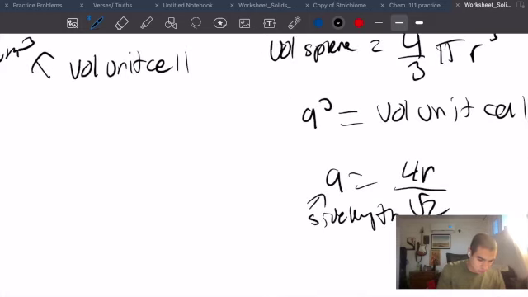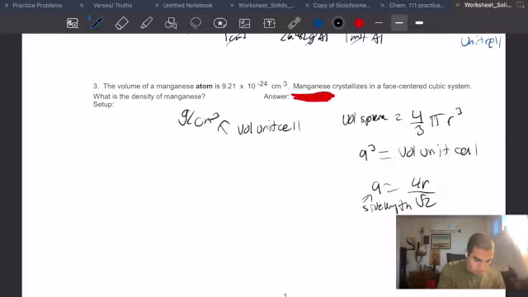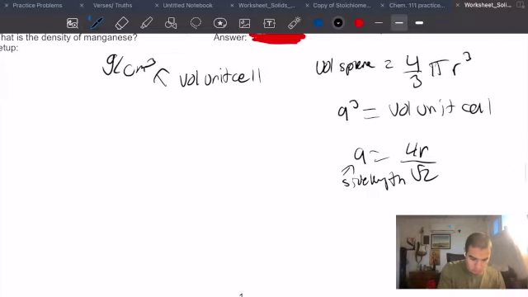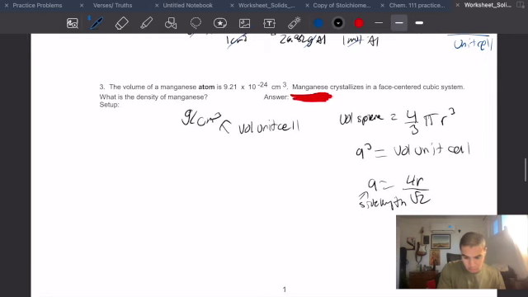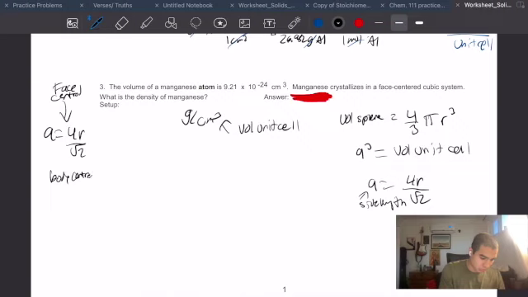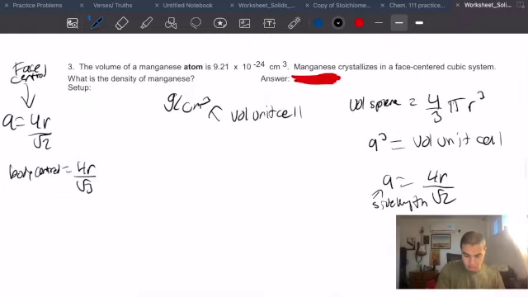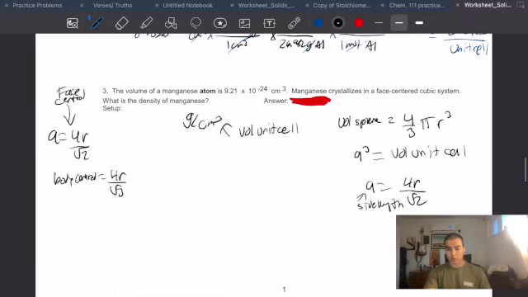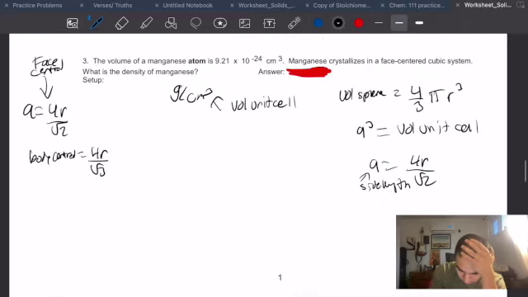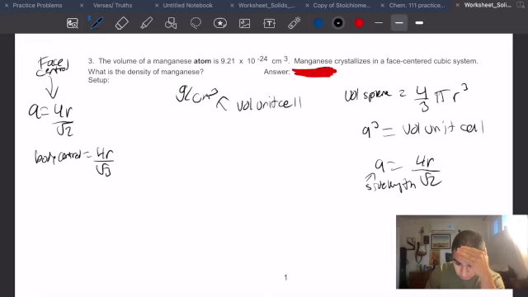A is equal to 4r. And what I did when I was taking General Chemistry 1 was I literally just memorized this. This is for the face-centered, and for body-centered, it's 4r divided by square root of 3. So literally what I did was I just remembered that. That was helpful to me, so I could do these problems.